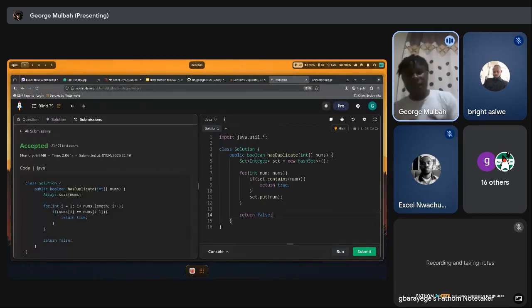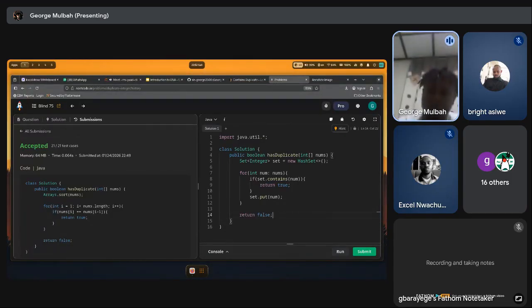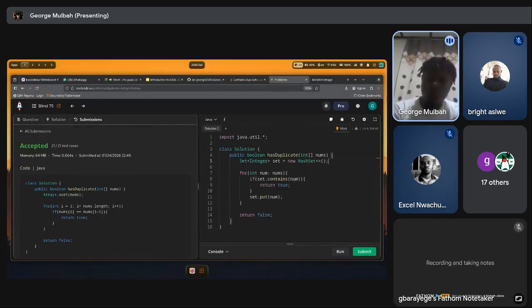So in this case, what we are saying is, we have a hash set. We want to go in that hash set, and then we want to check if that number exists in the hash set. If that number doesn't exist, we want to make sure that we are able to put it in our set.